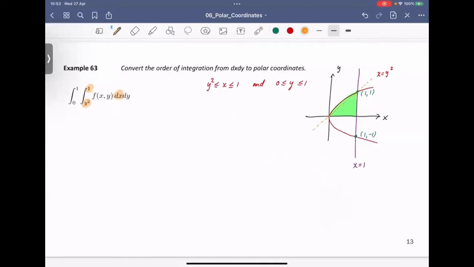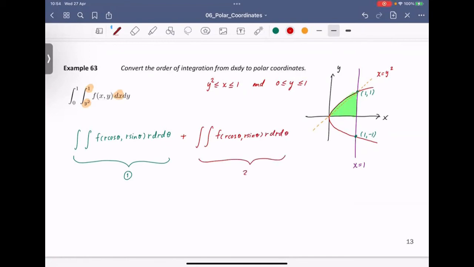Okay. So we're going to do the double integral of f(r cosine theta, r sine theta), and then r dr d theta. So this is going to be your first one. And then plus the double integral of f(r cosine theta, r sine theta) r dr d theta. This is going to be the second one.